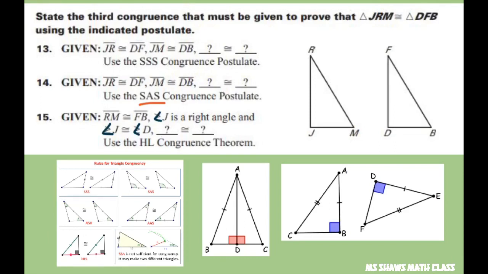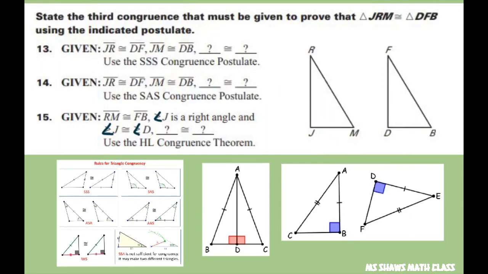So we have that JR is congruent to DF, and JM is congruent to DB. So what we want to do for side-angle-side is to have this middle angle congruent. So the way we're going to write that is angle J is congruent to angle D. And that satisfies our side-angle-side congruence postulate.